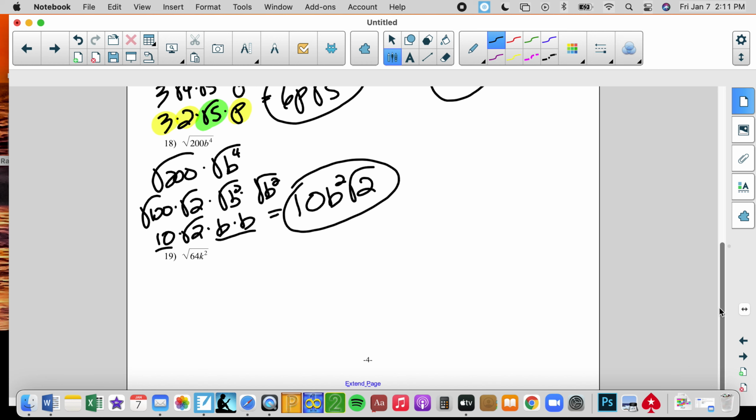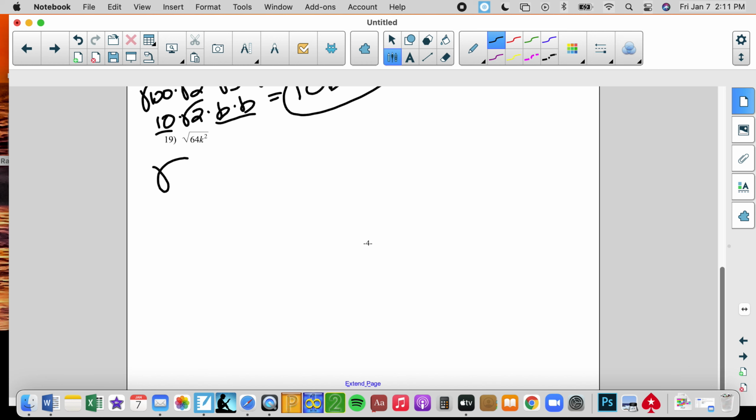Rad 64, rad k squared. 64 is a perfect square, that equals 8. K squared is a perfect square, and that equals k.